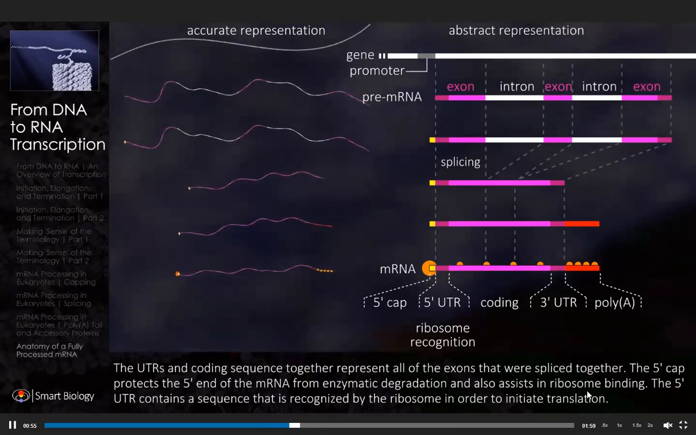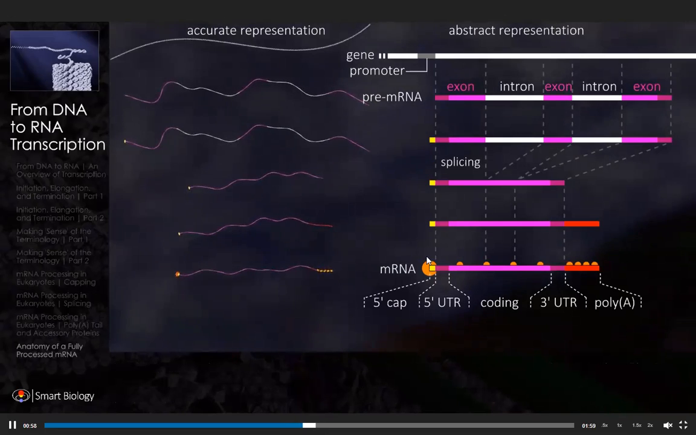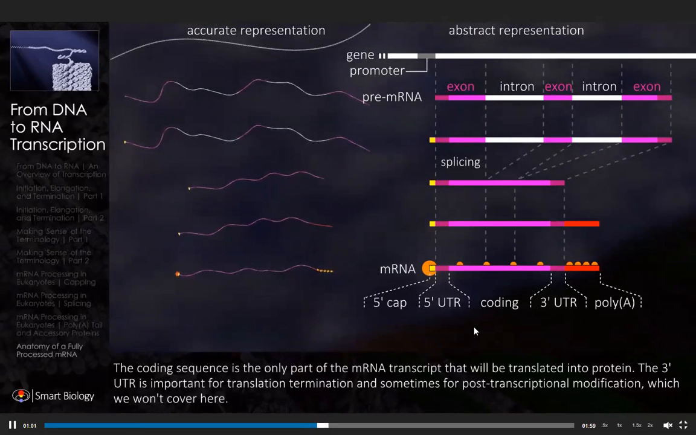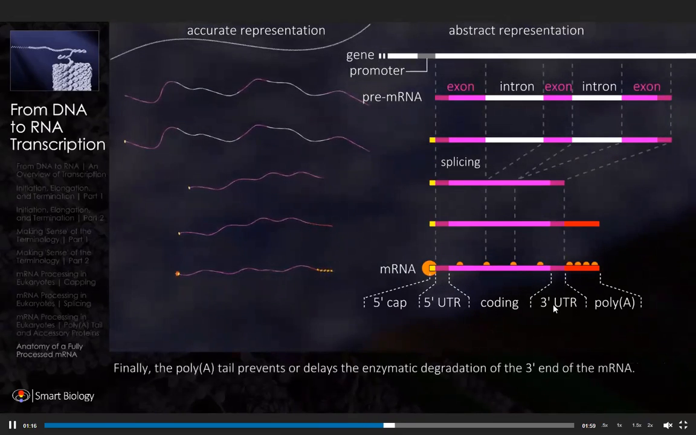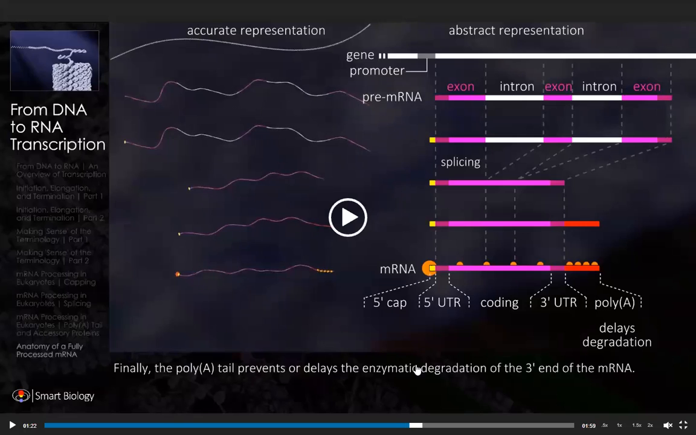It assists in ribosome binding as well, as we will see later, and the coding sequence will be translated into the protein. The 3' UTR is important for translation termination and for post-transcriptional modification, which is via the miRNAs. And the poly-A tail prevents or delays the enzymatic degradation of the 3' end of the mRNA. So 5' end degradation is prevented by the cap. 3' end degradation is prevented by the tail.